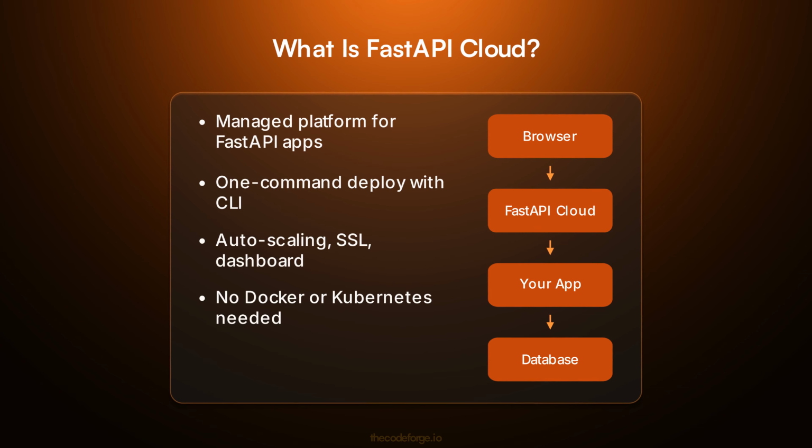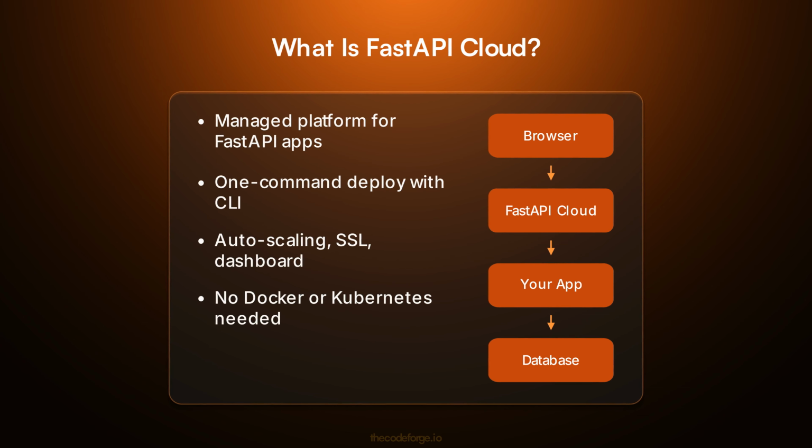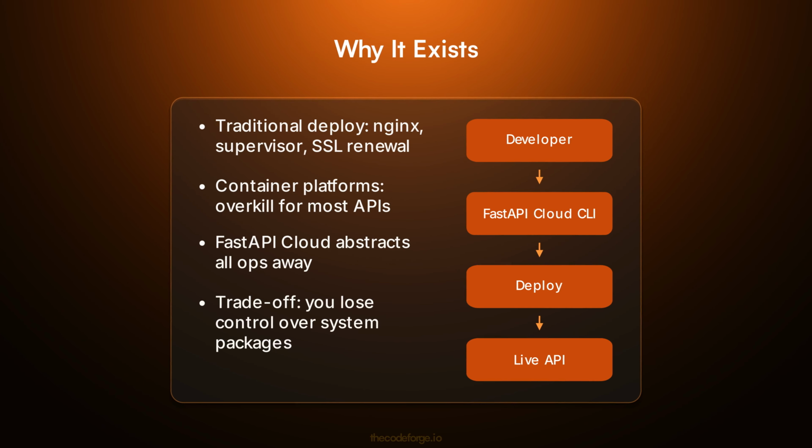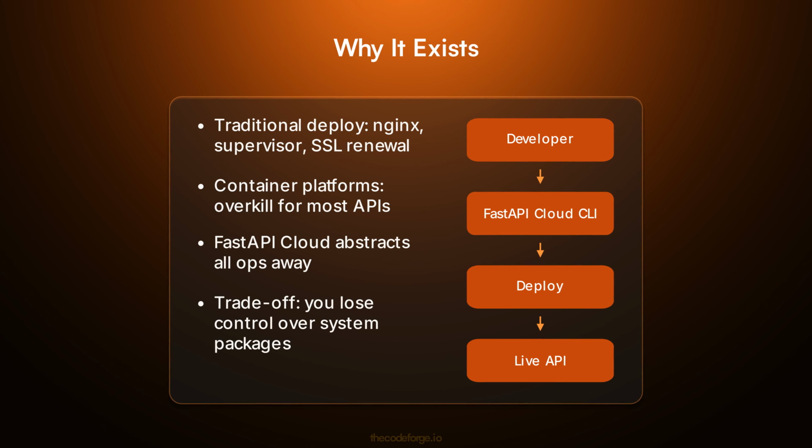FastAPI Cloud is a valet parking service for your API. You hand over your code, they deploy it, and when traffic spikes, they autoscale. You never worry about the parking lot. Before FastAPI Cloud, deploying a Python API meant choosing between a VPS or a container platform. You spent more time on infrastructure than on your actual code. FastAPI Cloud removes that entirely.